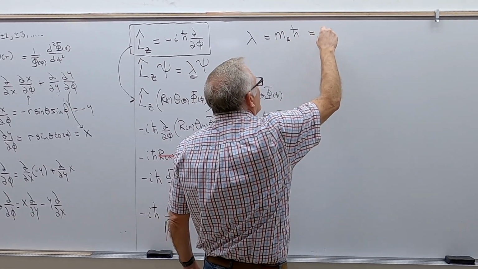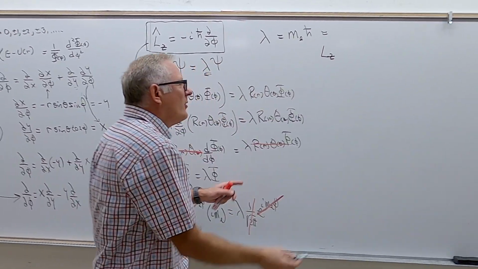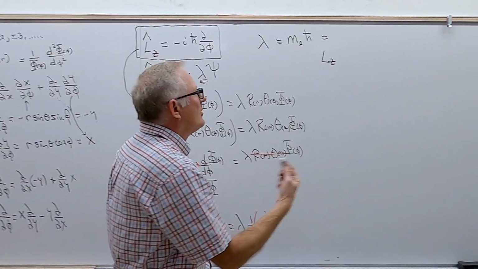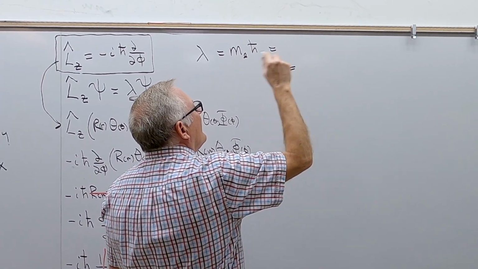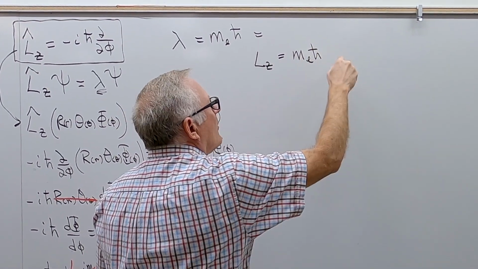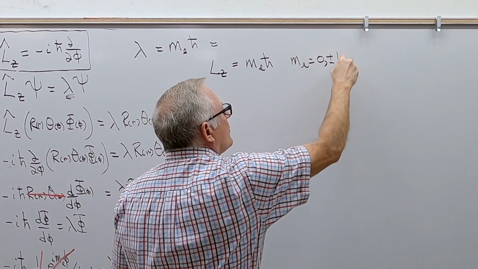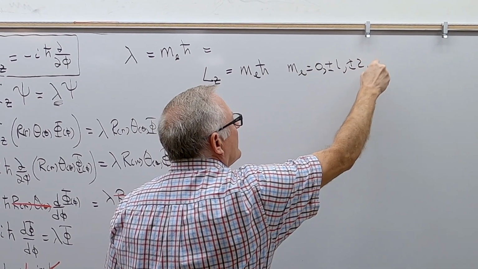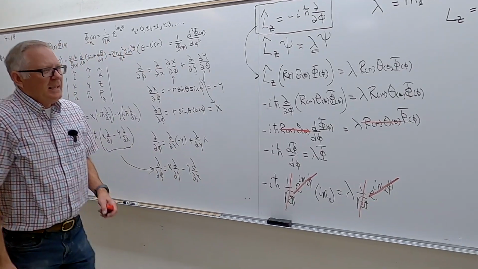So L sub z, the z component of the orbital angular momentum of the electron, we could say, is m sub l h bar, where m sub l is equal to 0, plus or minus 1, plus or minus 2, and so on. So that's what the m sub l is.